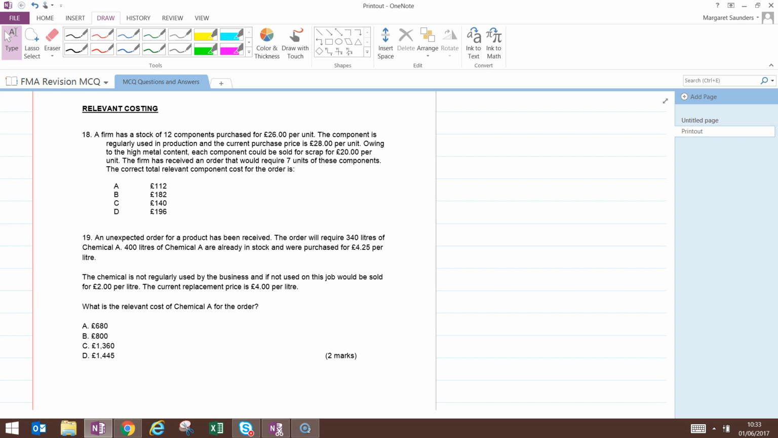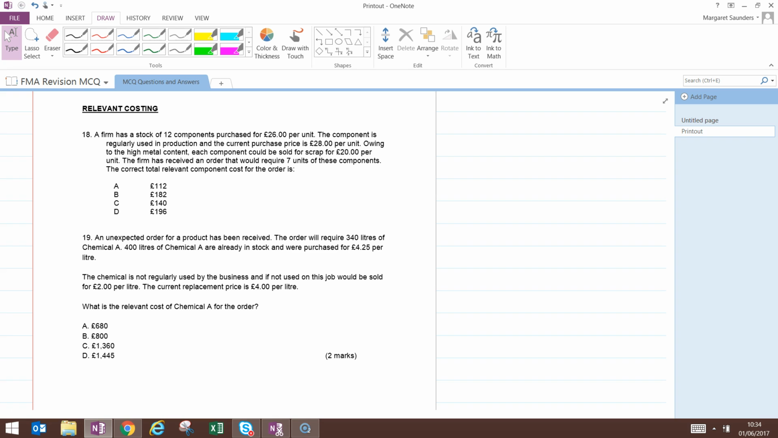So if we have a look at question 18, a firm has a stock of 12 components. They were purchased for £26 per unit. The component is regularly used in production and the current purchase price is £28 per unit. Owing to the high metal content, each component could be sold for scrap for £20. The firm has received an order that would require 7 units. The correct relevant cost for this order is, and that's what we need to work out. So what is the relevant cost of the 7 units?